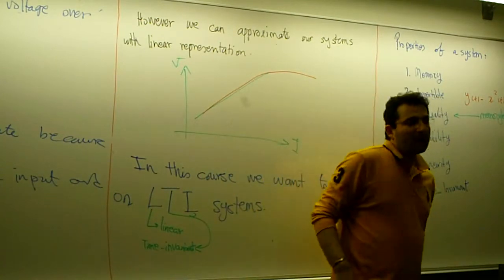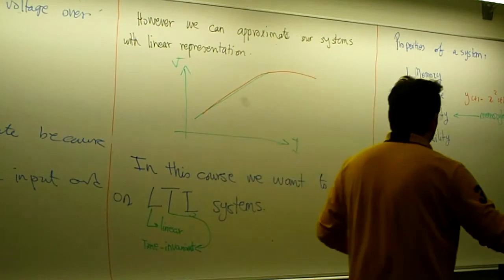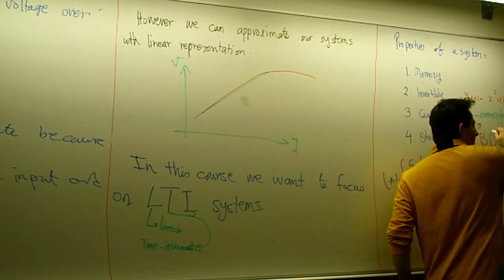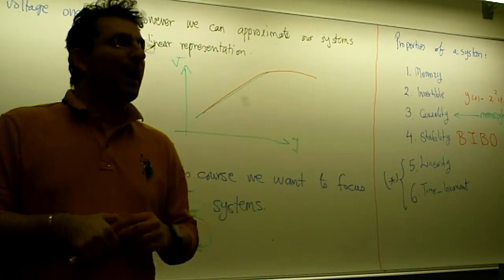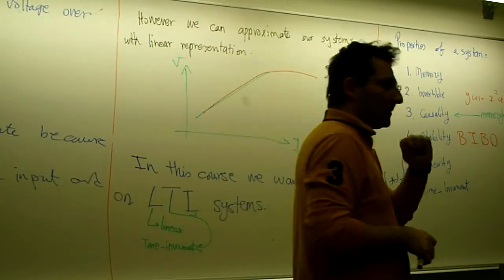The next property is called stability. And stability is a very famous property. It's called BIBO. Do you know what BIBO is? Bounded input results in a bounded output.